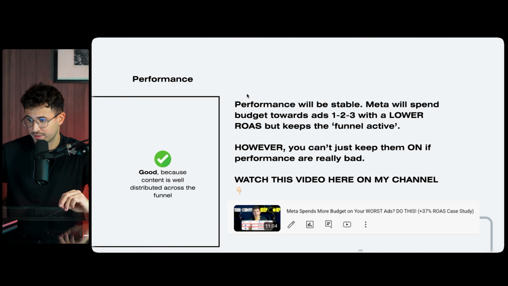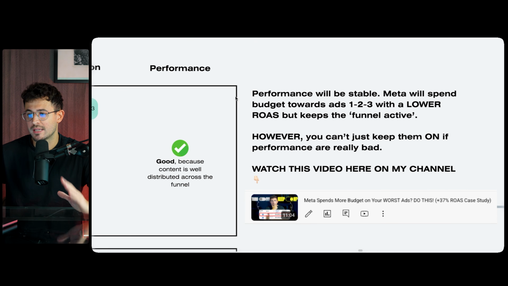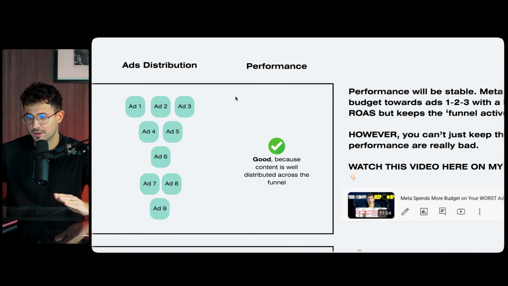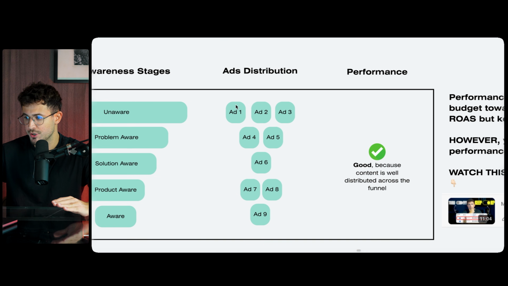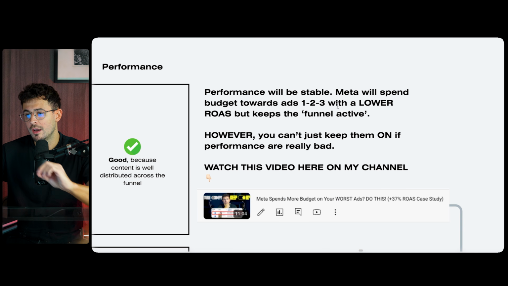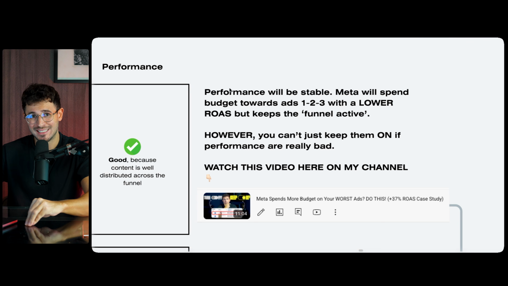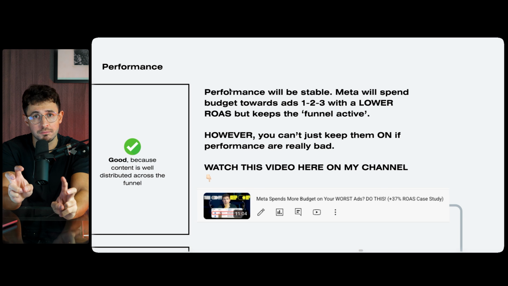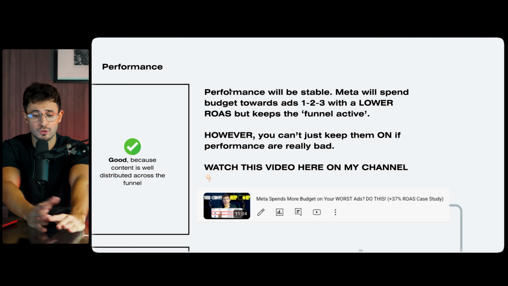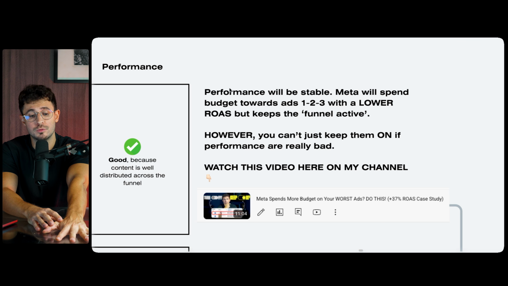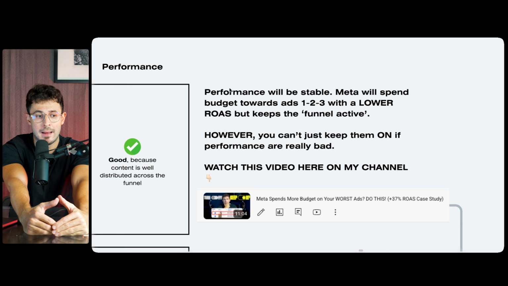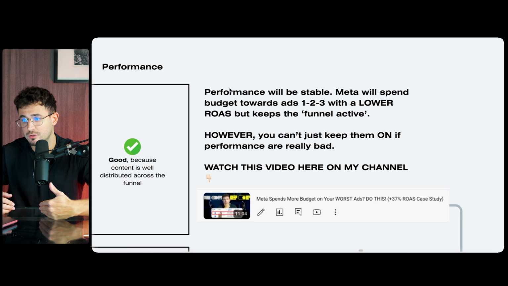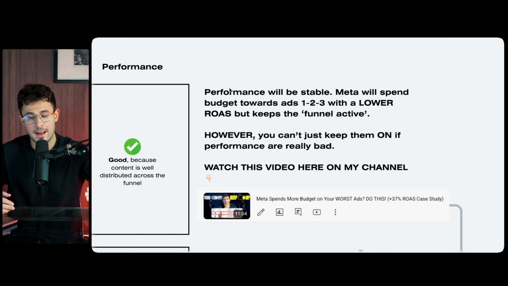What is going to happen inside the ad account is that the performance will be more stable. Meta will spend budget towards ads 1, 2, 3 in terms of user awareness and ad distribution, even if the ROAS will be lower. Meta does that because those ads have the highest volume, and when you run ads on Meta with automatic bidding, that means highest volume, lowest cost. So Meta is going to push ads with the highest volume. Highest volume means the highest chance of the ads to be scaled towards a larger volume of people, so an ad that can handle a higher spend.